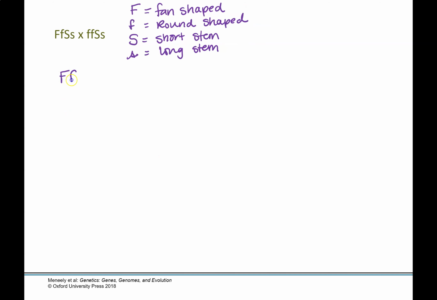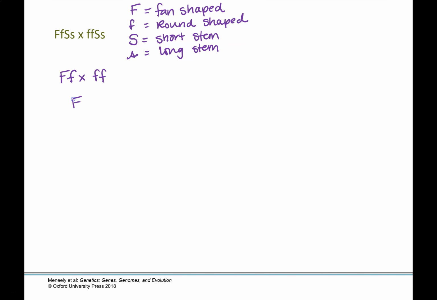So let's start with our leaf shape. So this Punnett square is going to be big F, little f, and then little f, little f. If you can see these already, you don't necessarily have to write out the Punnett square. That's totally up to you. So in this case, I'm going to erase it, but we are going to have half heterozygous and half homozygous.